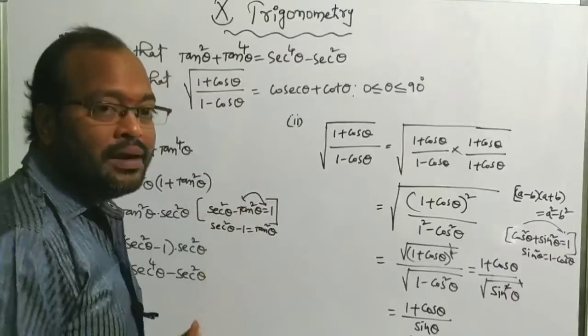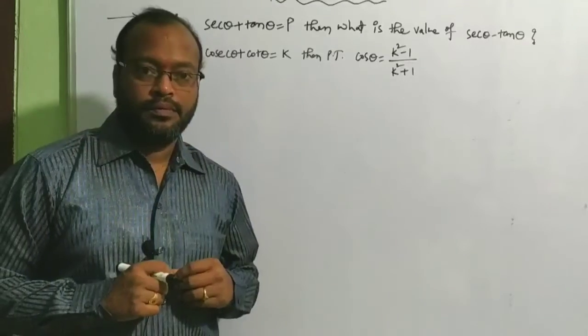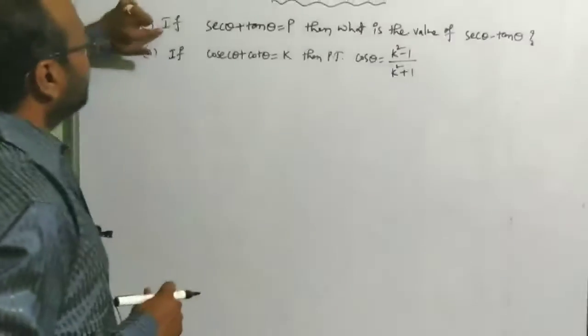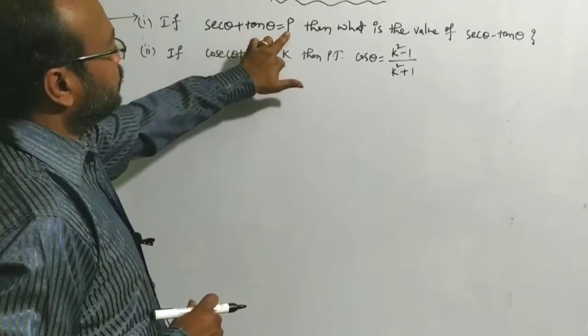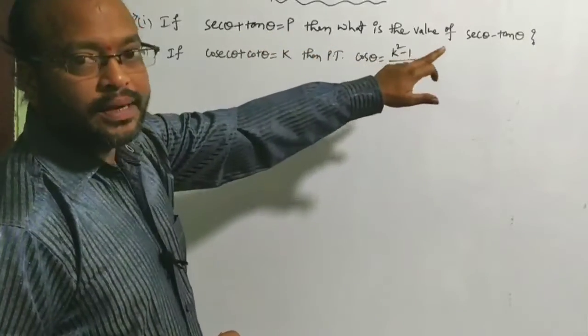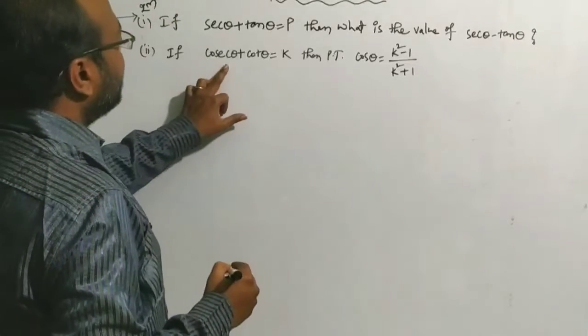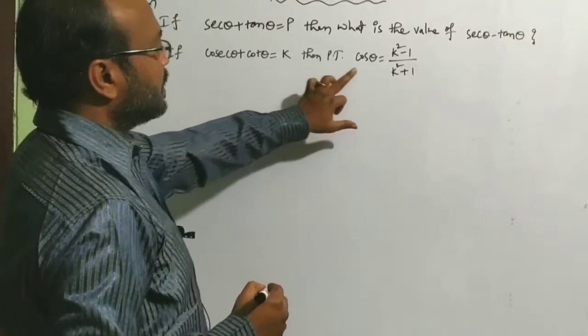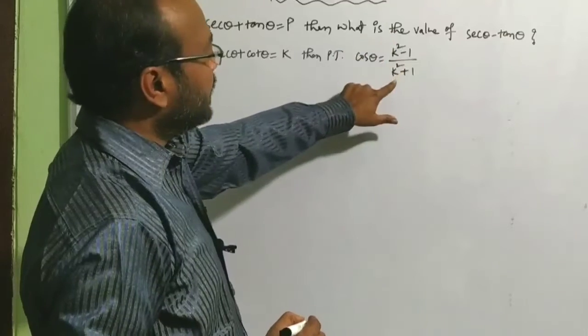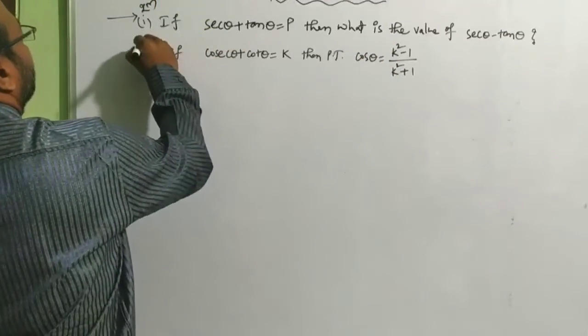So just remember the trigonometric identities. Now 2 more questions. If sec theta plus tan theta is equal to p, then what is the value of sec theta minus tan theta? This is for 2 marks. If cosec theta plus cot theta is equal to k, then prove that cos theta is equal to k square minus 1 by k square plus 1.